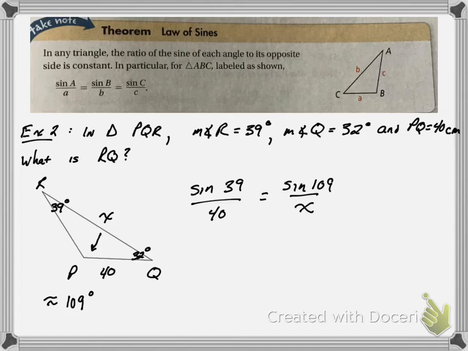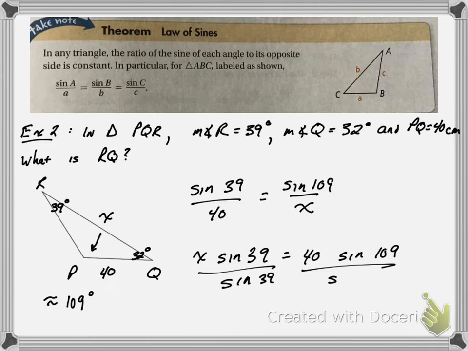Again, how do you solve any proportion? It's simply a matter of cross multiplying. So you get x sine of 39 equals 40 times the sine of 109, divided by the sine of 39. This is all calculator stuff. Again, make sure it's in degrees, not radians, because you're dealing with degrees here. X is going to be roughly 60.1 centimeters.